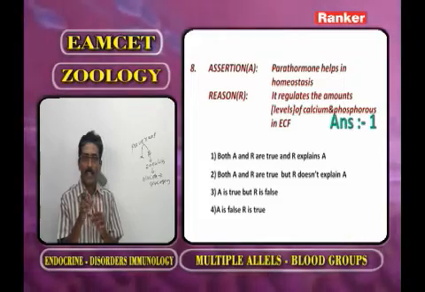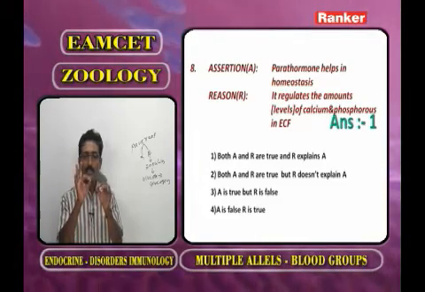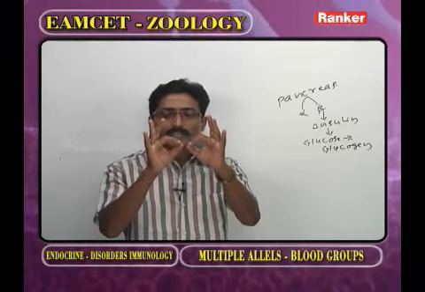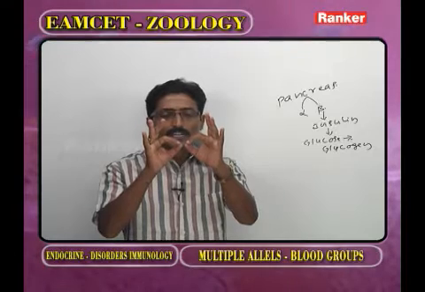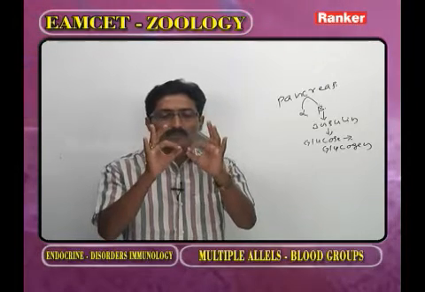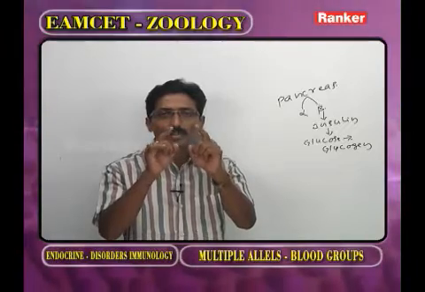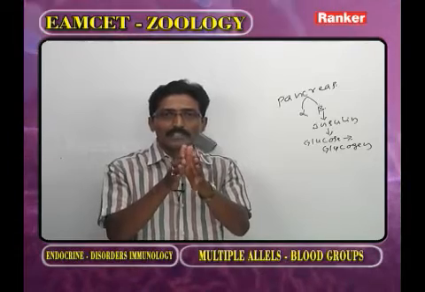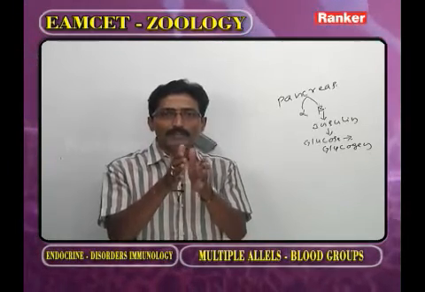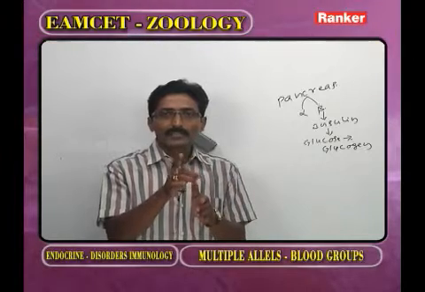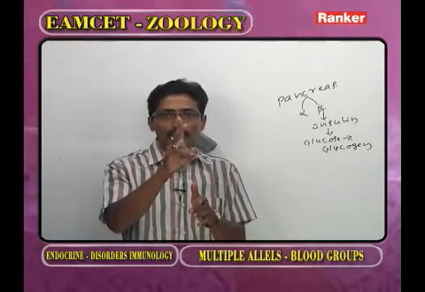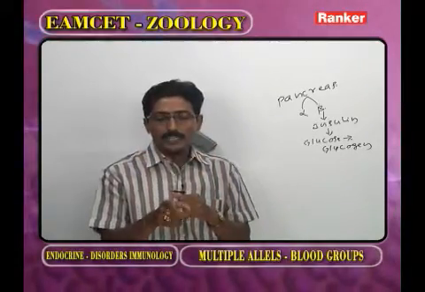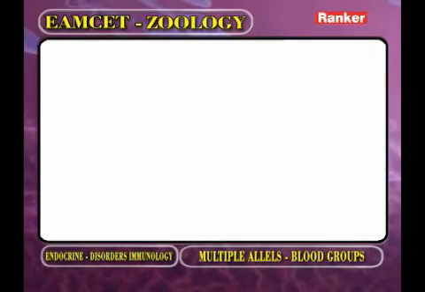What is meant by ECF? Extracellular fluid. Now, this is one cell, this is another cell. Between the cells, the fluid is present. Again, it is one cell, it is another cell. In our body, between the cells, the fluid is present, and we call it extracellular fluid. In the extracellular fluid, the calcium and phosphorus levels are maintained by what type of hormone? That is called parathormone, secreted by the parathyroid glands. Number of parathyroid glands: 4, or 2 pairs, present in the neck region around the thyroid gland. So both are correct, and the reason explains the assertion. Next question.